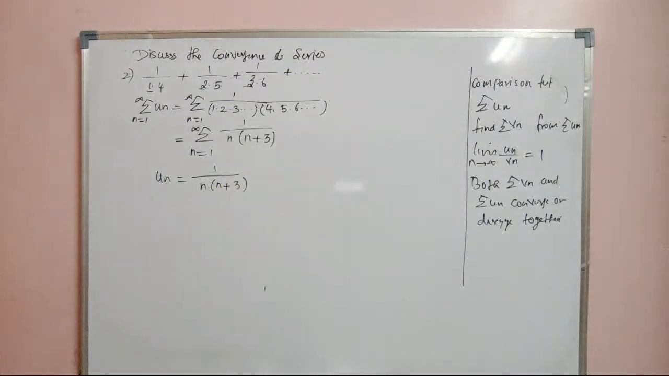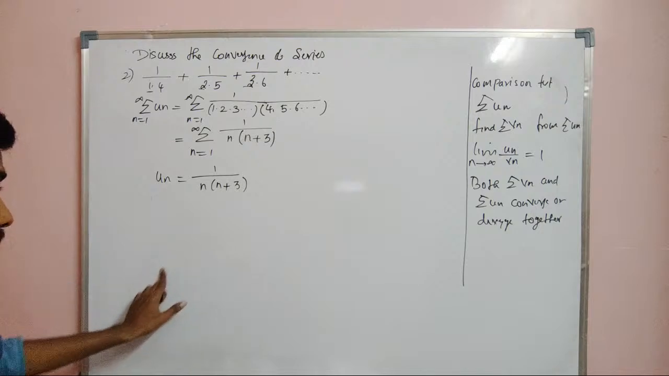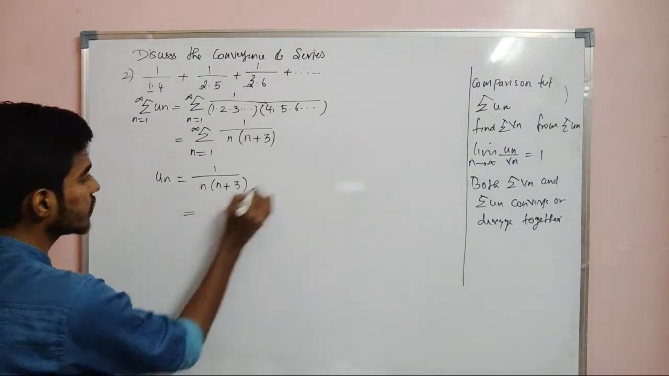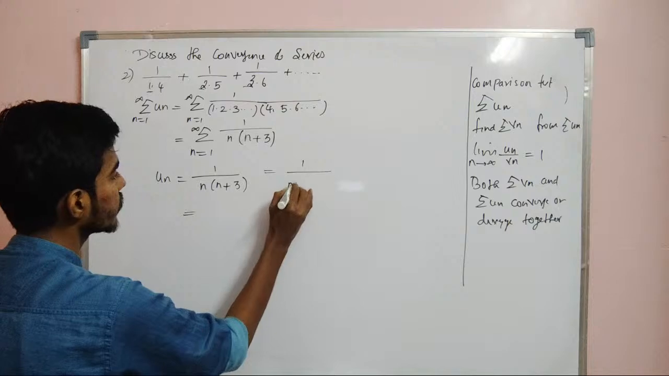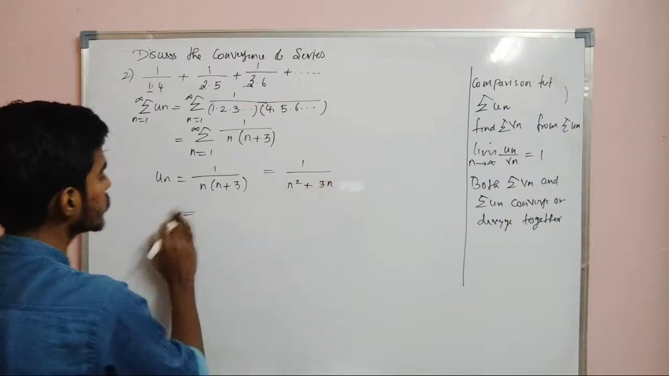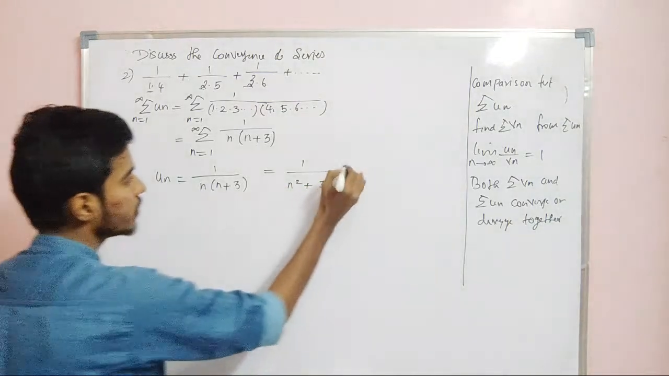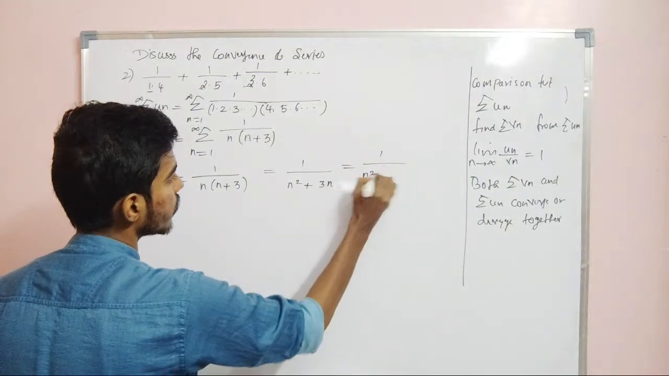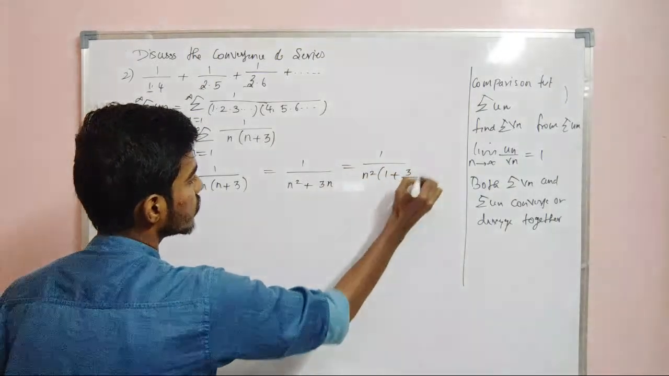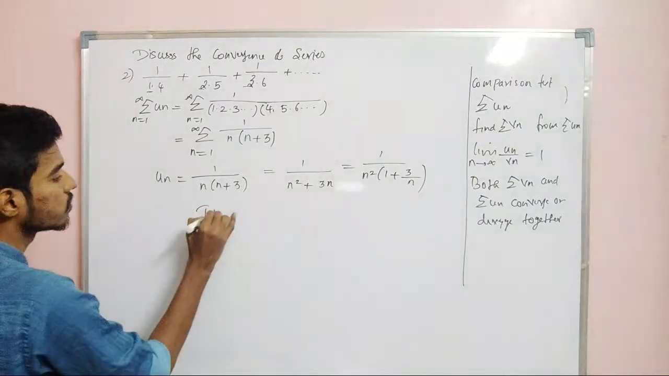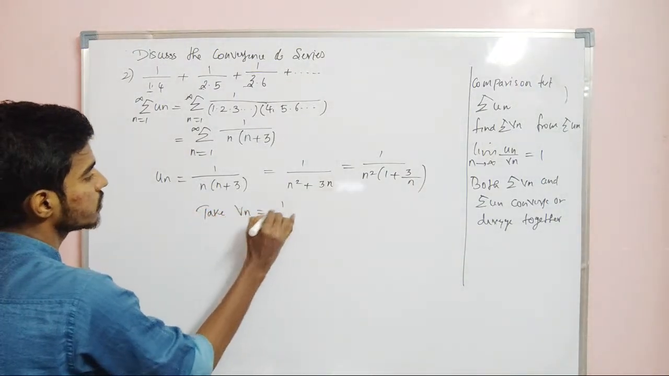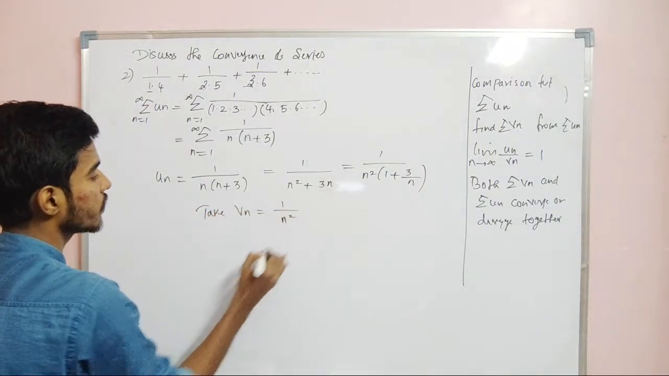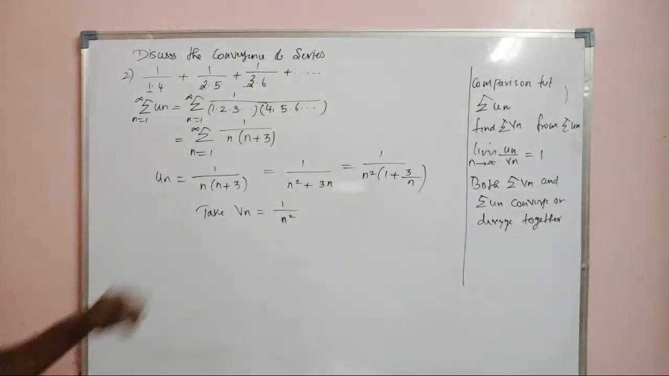Now we need to find vn from un. As I said earlier, you just take the highest degree common in the denominator. So this will be 1 by n square plus 3n. If I take n square common, here you will have 1 plus 3 by n. So take vn equal to 1 by n square. So we have un and we have vn.